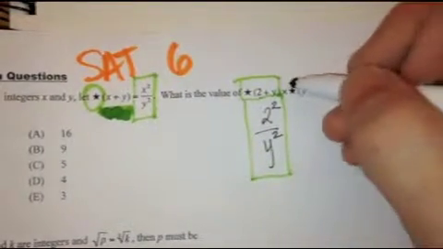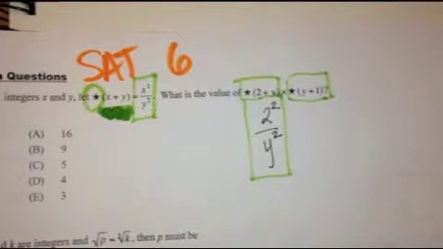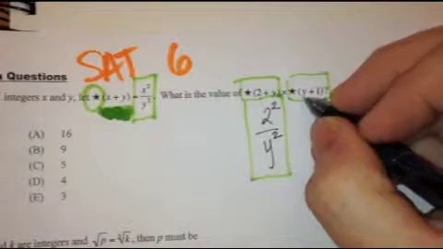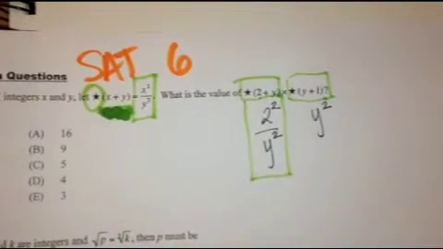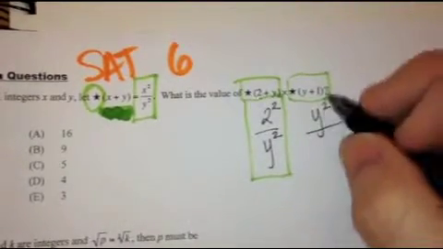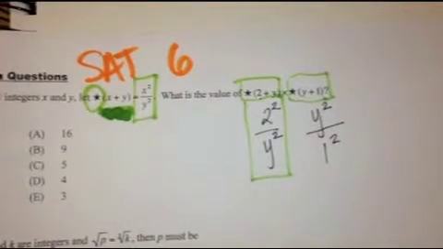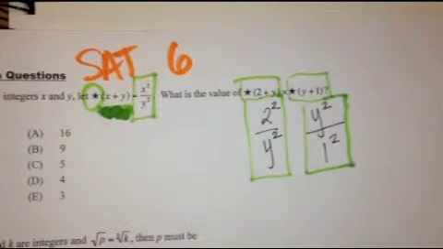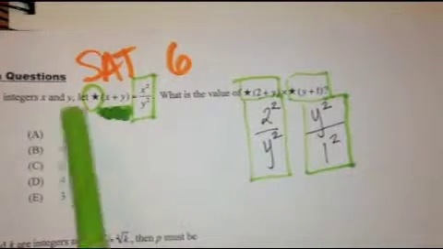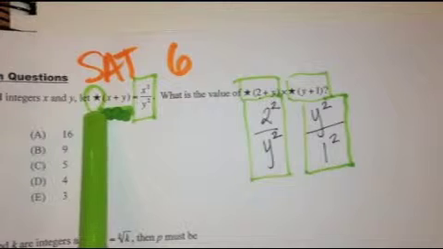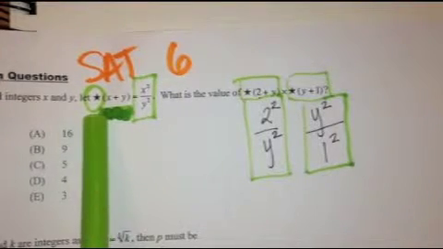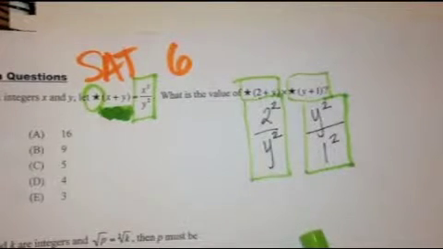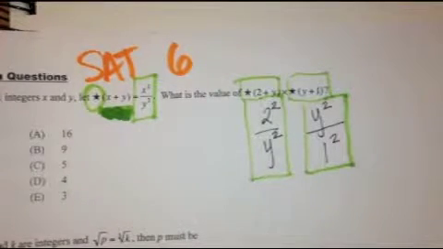Next to it, we see another operation, star y plus 1. Same idea. We're going to take the first number, square it on the top of a fraction. The second number, square it on the bottom of a fraction. So far, the math hasn't been hard, but they've almost scared me away with that star symbol. What's left to do? Now it's just a job of simplifying a fraction with exponents.